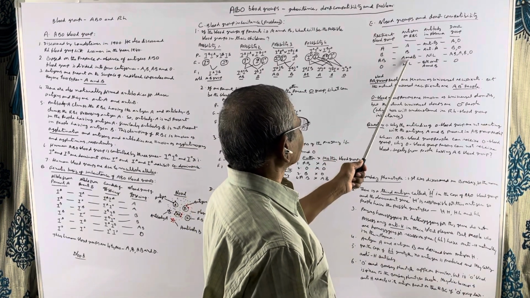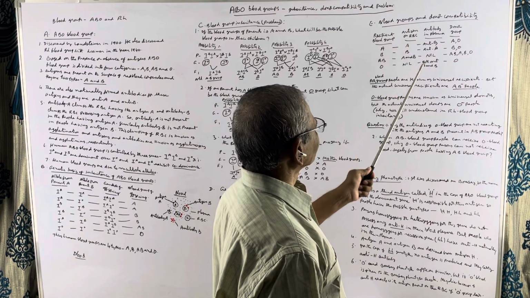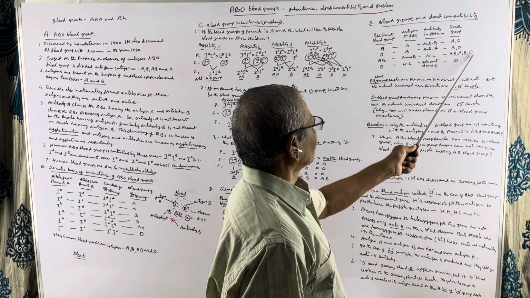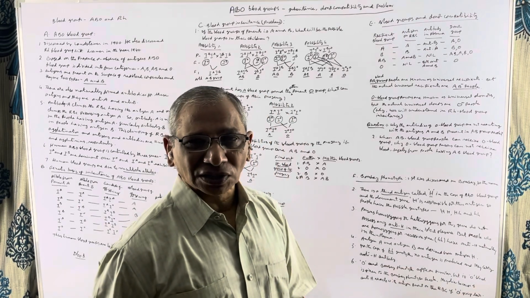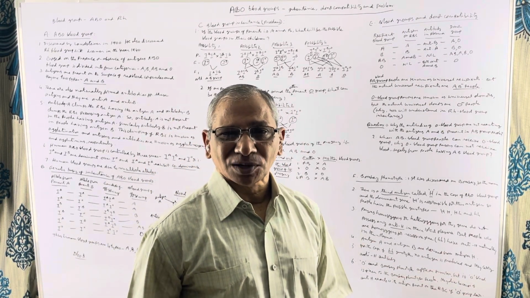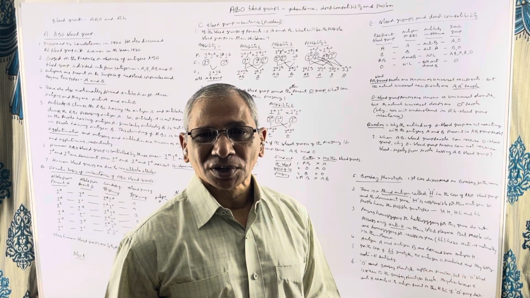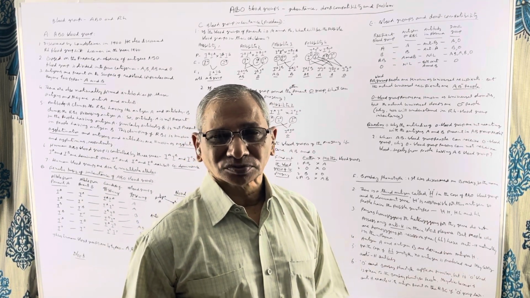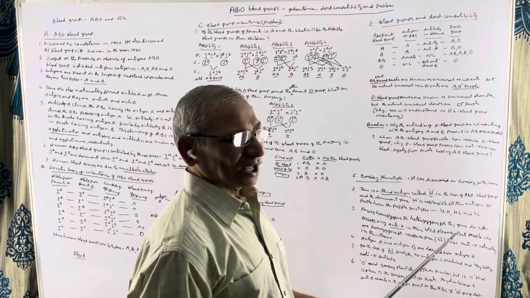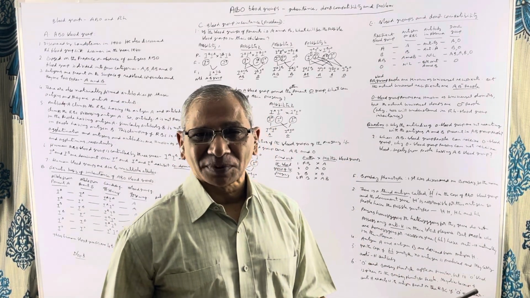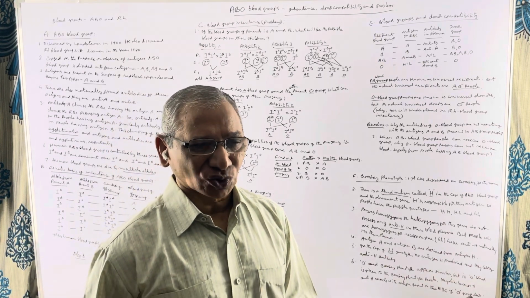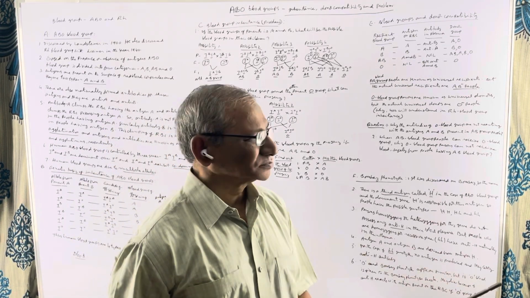Then coming to the AB group. They have both the antigens, but no antibodies. And they can receive blood from all the 4 groups. That means the donors can be of AB group, A group, B group or O group. That's why AB group people are known as universal recipients. But it is not exactly true. I will tell you later on why.